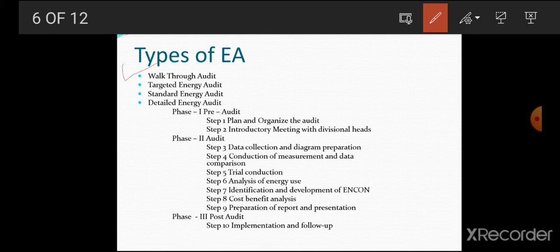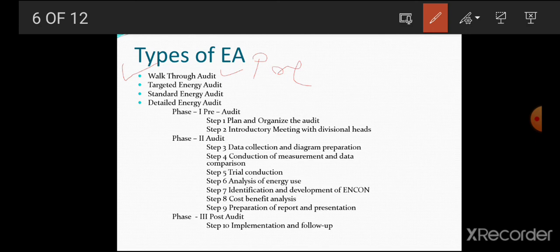So that is the walkthrough audit. By walking and watching everything, we can give some suggestions. This kind of audit contains easy steps for implementation. As a result of the walkthrough audit, cost savings benefit the organization. It can also be termed a preliminary audit. That is, before doing an audit, you can go through this audit, from which any specific system can be targeted.